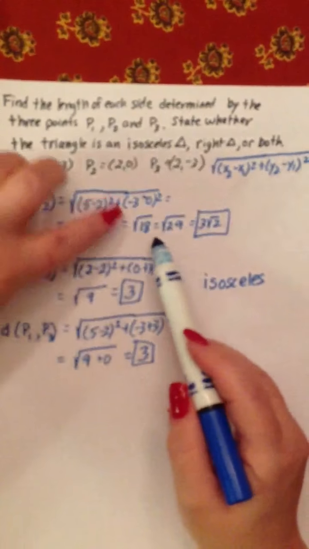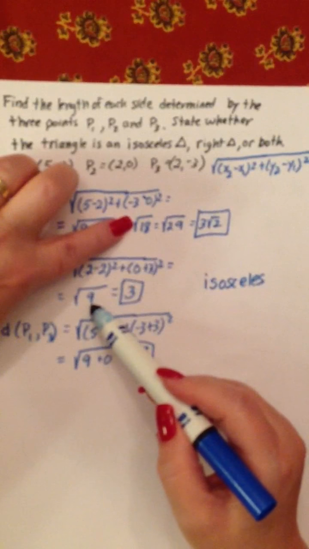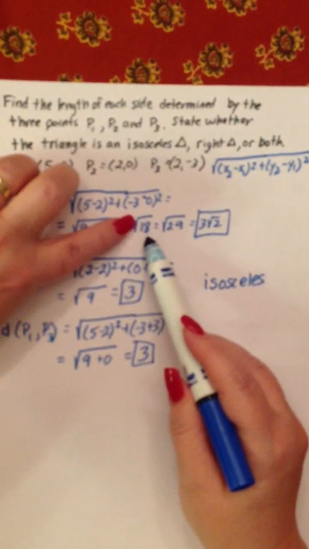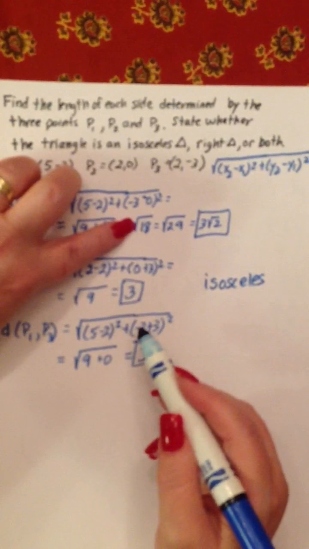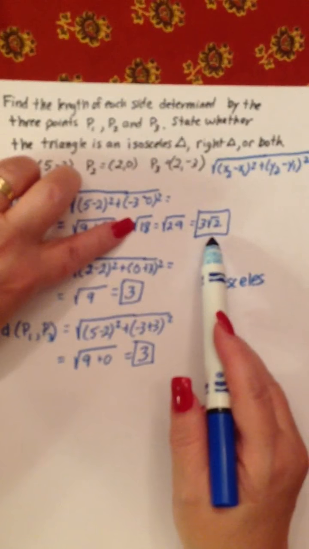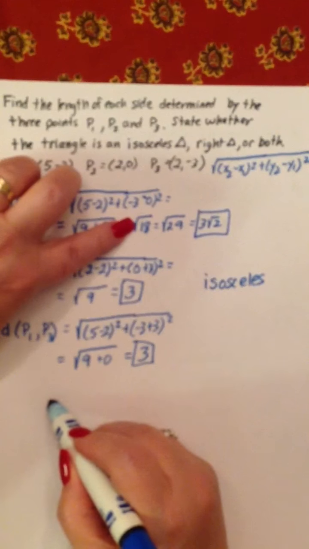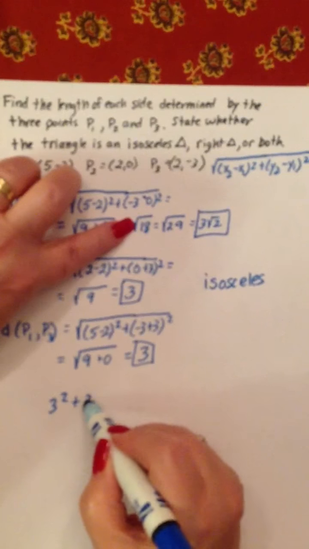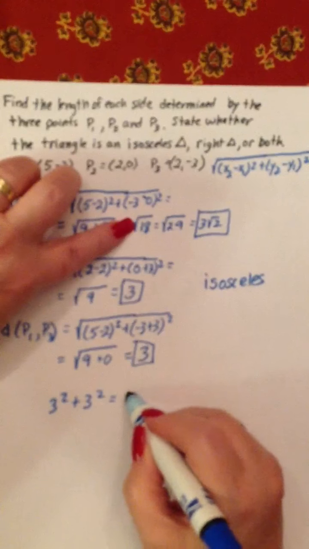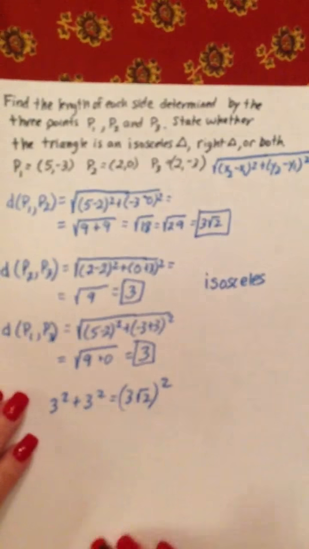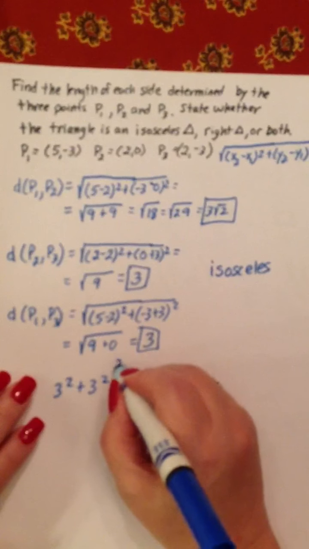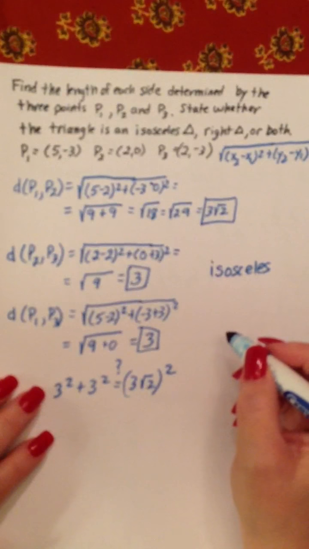So I think if this is square root of 18, and this is square root of 9, and this is square root of 9, I think square root of 18 is definitively bigger, okay? So if it's true that it's a right triangle, that'd have to be the biggest side, okay? So is it true that 3 squared plus 3 squared is equal to 3 root 2 squared? Okay, I'm wondering, is this true? If it's true, then yes, it's a right triangle.